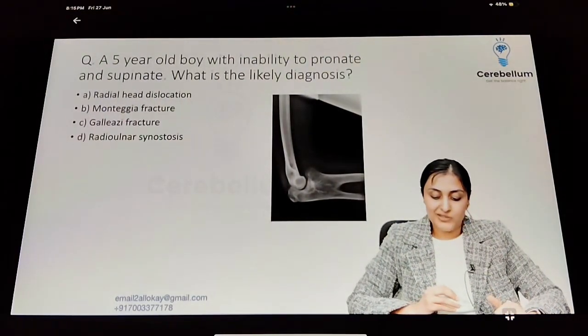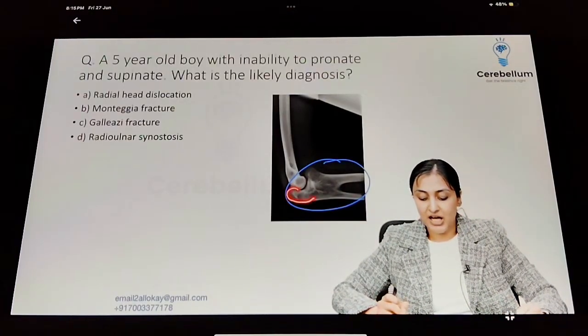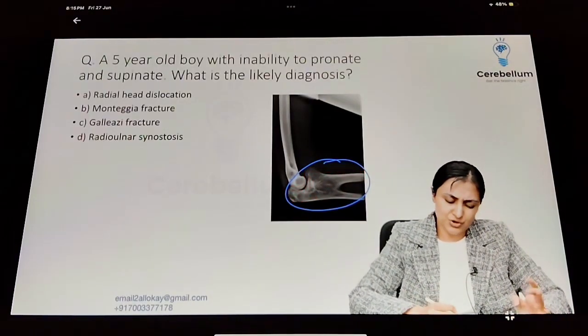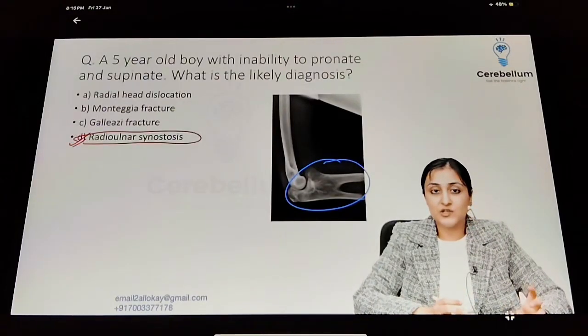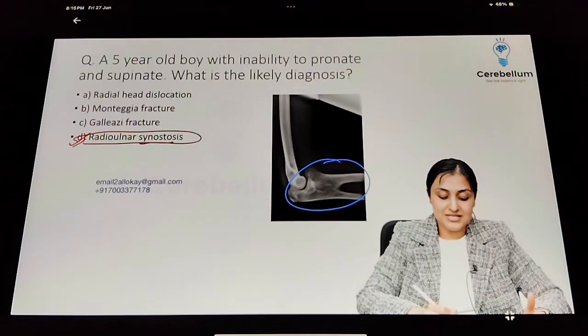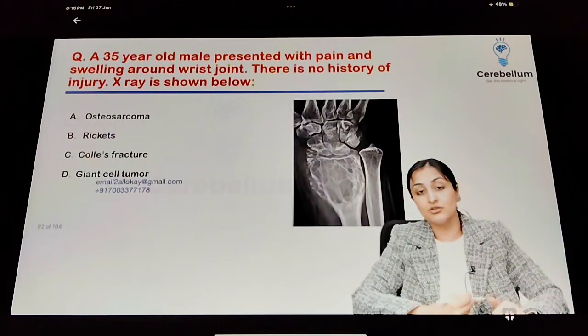Next, a 5-year-old boy with inability to pronate and supinate. What you can see in the X-ray is a fusion of the ulna and the radius. You can see both of them have fused. This is an old FMG repeat question. This is radio-ulnar synostosis. Even if you have no idea what it is, just read the name. Ostosis means bone, syn means to fuse. There's no fracture that you can see here. There's no dislocation, right? So you can just rule out and reach the answer.